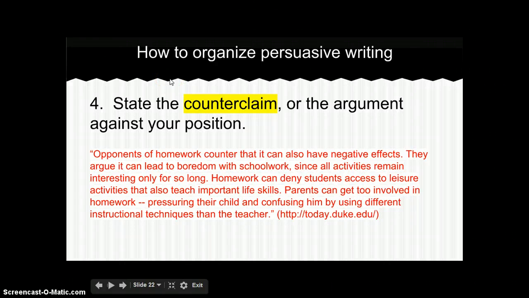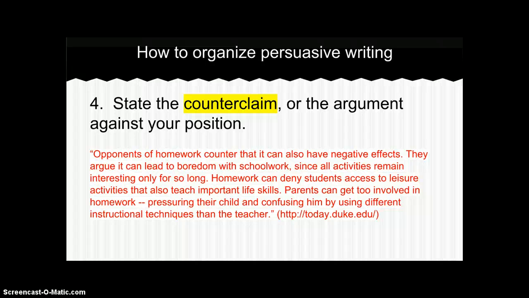Then I always want to keep in mind that there's always 2 sides to an argument. And in good persuasive writing, we also kind of recognize the counterclaim or the argument against our position. So I went online to Duke University's website, and I found in their educator classes this interesting article about homework. And within that article, they said the counterclaim to assigning homework was opponents, or people against homework, counter that it can also have a negative effect.